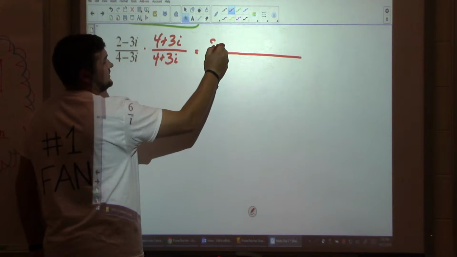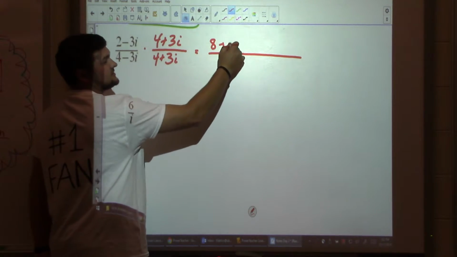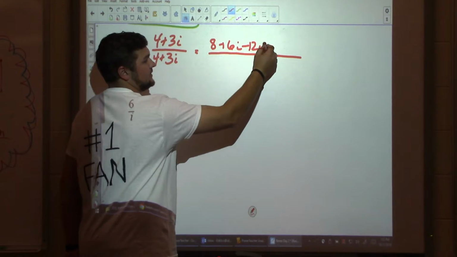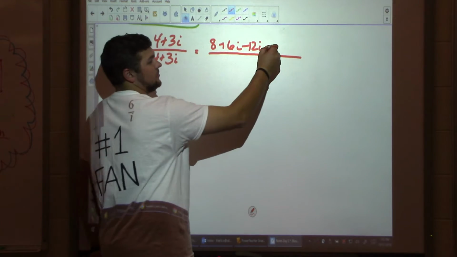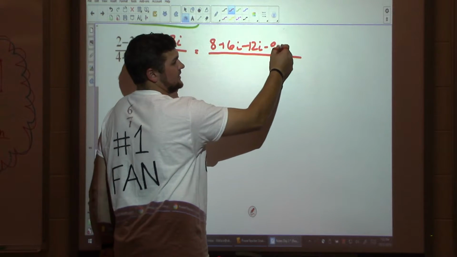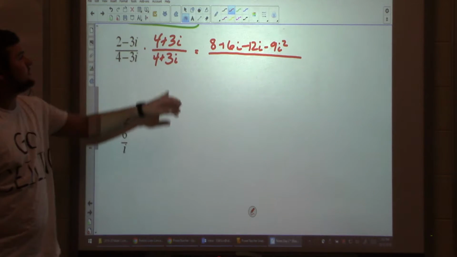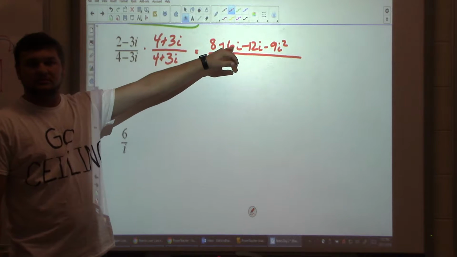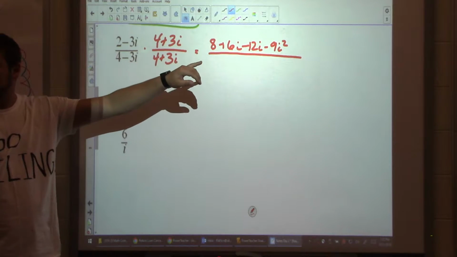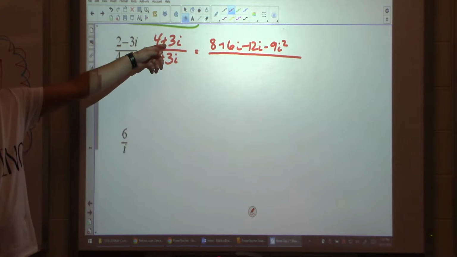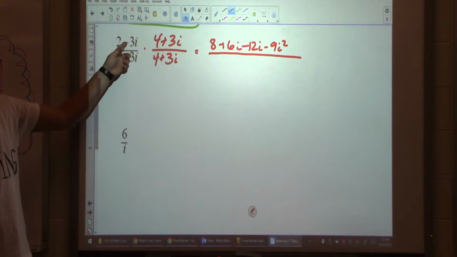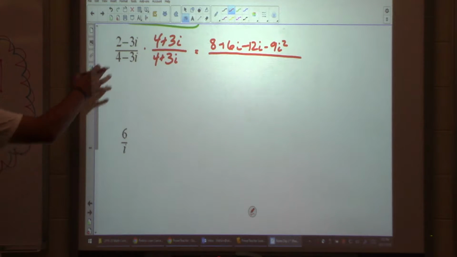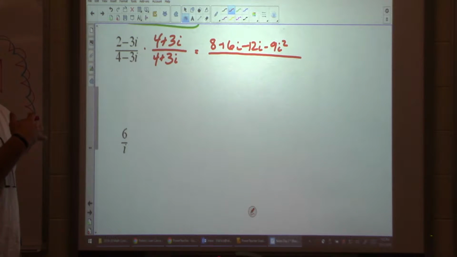2 times 4 is 8. 2 times 3i is 6i. Negative 3i times 4 is negative 12i. Negative 3i times positive 3i is negative 9i squared. Now hold on, I multiplied by a complex conjugate, but my i's don't cancel. What's not the same? The conjugates, right? Yeah, we're multiplying by a complex conjugate, but it's not the top one, so this is okay. We are fine, right? You must multiply a number by its own complex conjugate for the i's to cancel out.